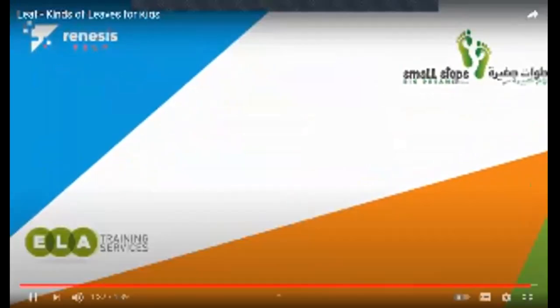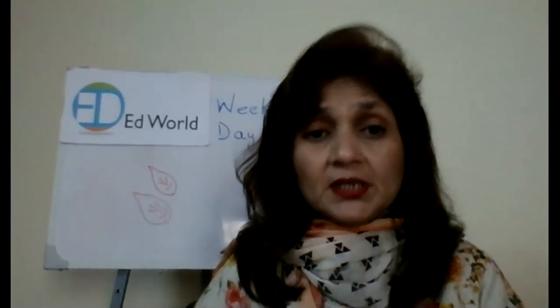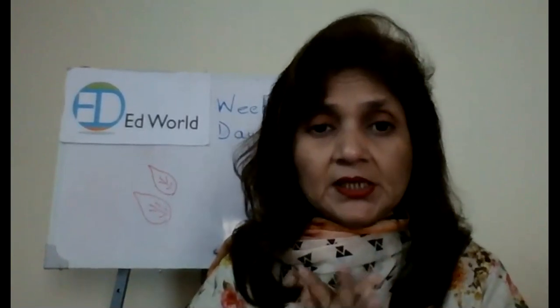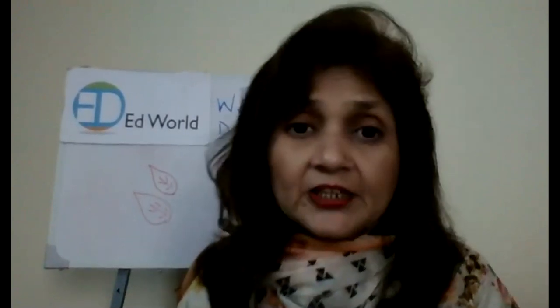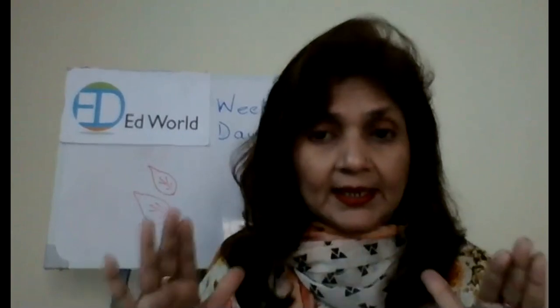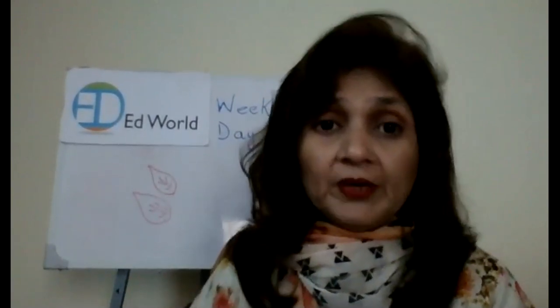Okay, so that was all about the video. Now, what did you see in the video actually? You have seen so many different types of leaves, right? And so many different colors of leaves as well. Now, actually, what is a leaf? A leaf is a flat green part of a plant. But where does a leaf grow? Where will you find a leaf?